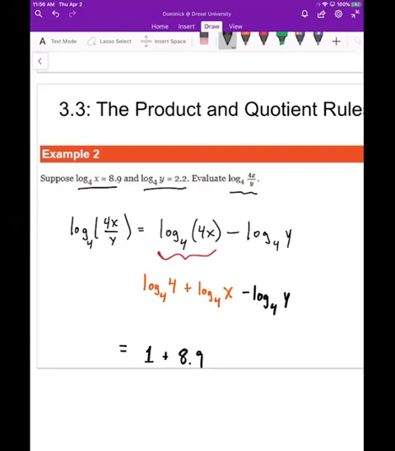And log base 4 of y is also given. We were told that that's 2.2. All right, so it looks like if we add all these together, these two will be a 9.9. And if I subtract 2.2, it should give me a 7.7. So we get a 7.7 there. All right, so that's the idea of the quotient rule.